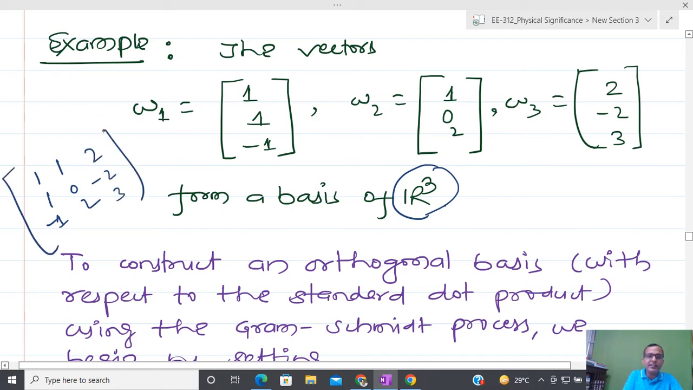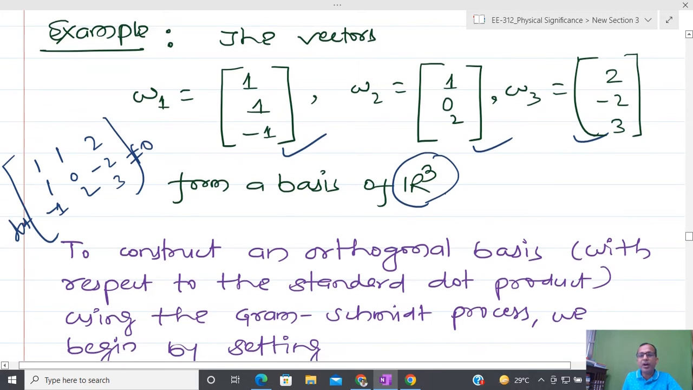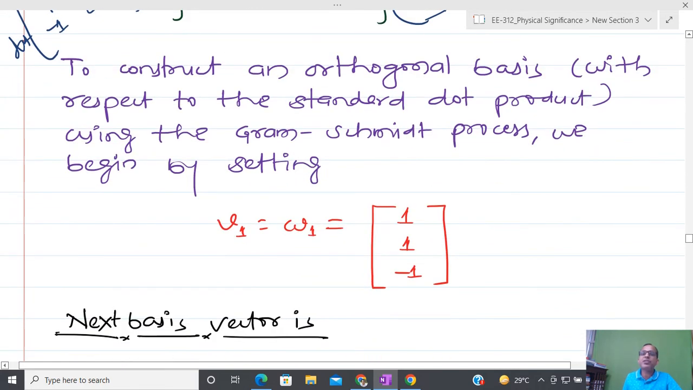If this determinant is not equal to 0, then you can tell that these are the basis of R3. Now please check whether that is orthogonal or not with respect to the standard dot product. So w1 dot w2, it is possible to show that it is non-zero. Now what I have to do is construct an orthogonal basis.